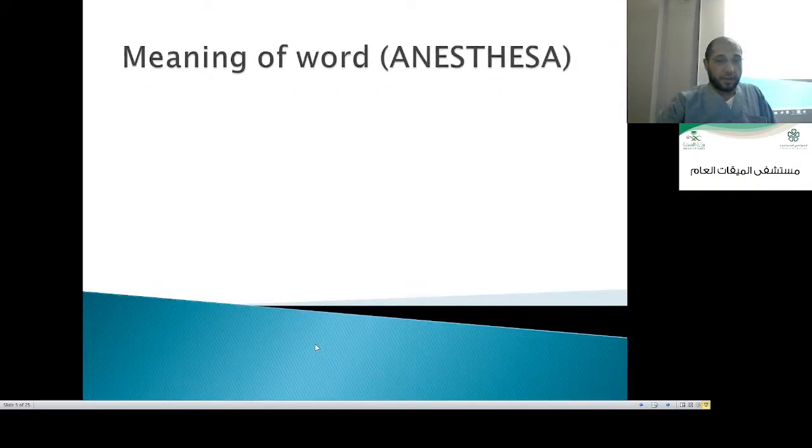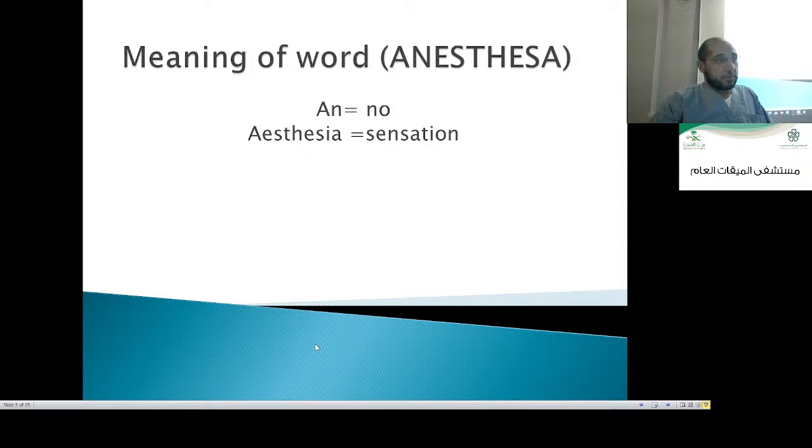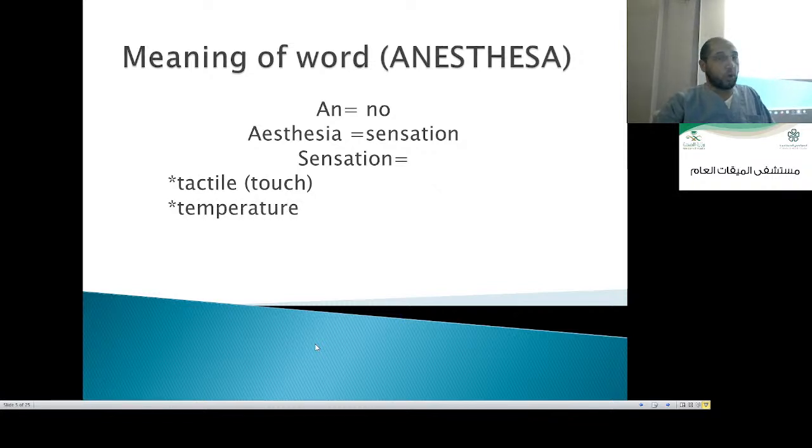What is the meaning of anesthesia? An means no, and esthesia means sensation. So sensation has a wide spectrum. It is not only about the pain, but also about the touch or tactile sensation, as we can feel a cotton moving over our skin. Also temperature, that we can differentiate between hot and cold.